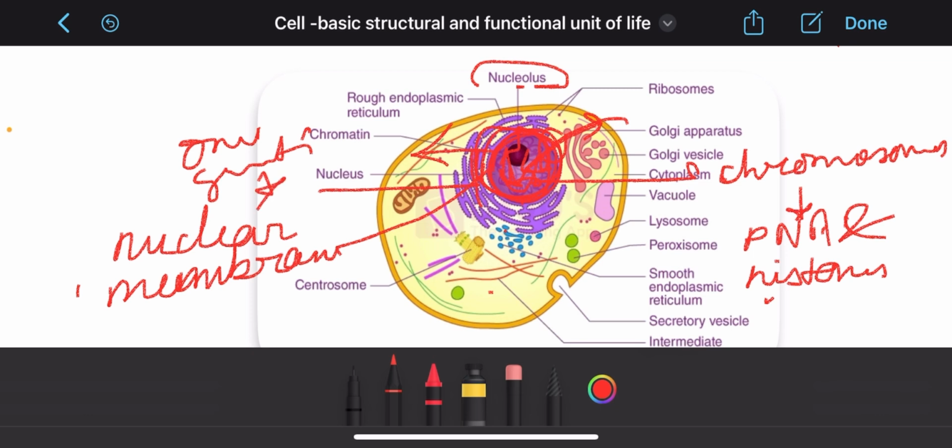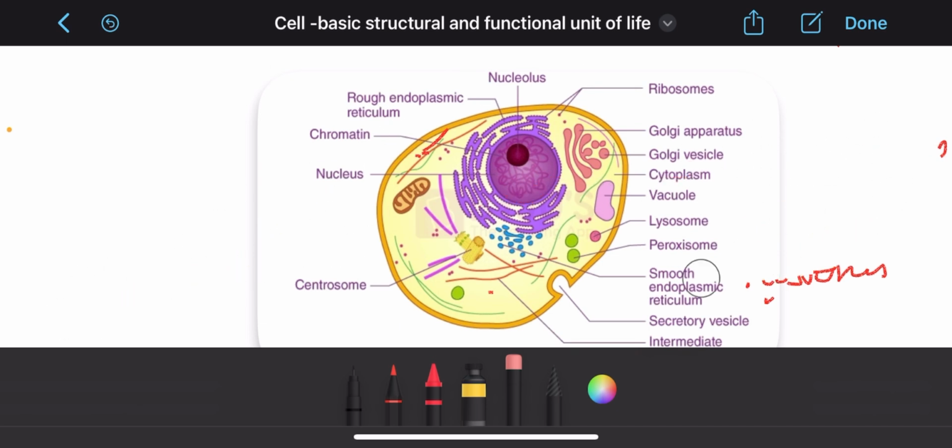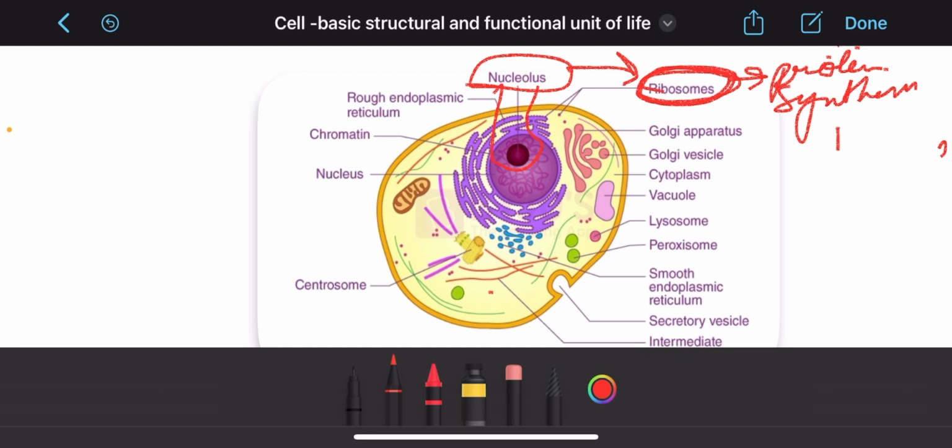The next cell organelle which we are going to study is the nucleolus, which is found within the nucleus. You can see its dark spherical body. This is known as the nucleolus. It produces ribosomes, which participate in protein synthesis. And this protein synthesis is responsible for gene expression.